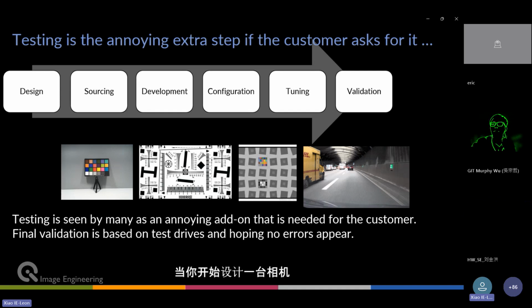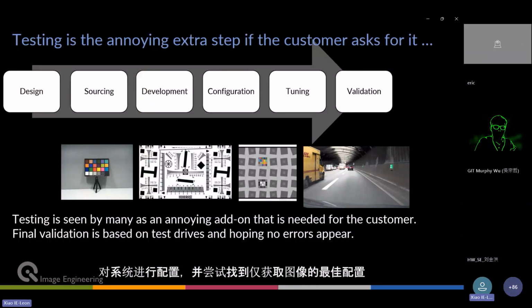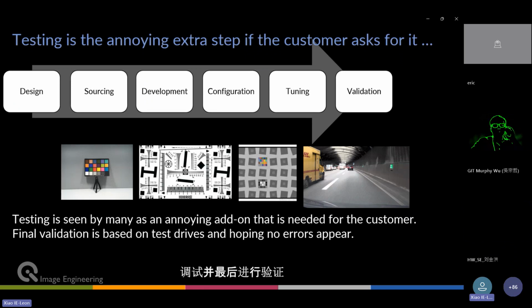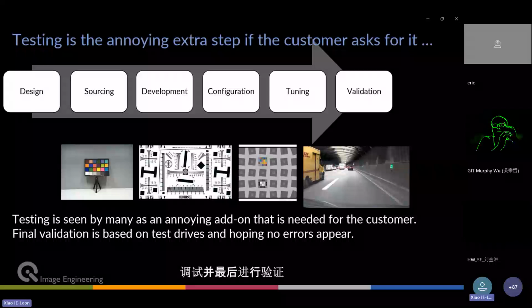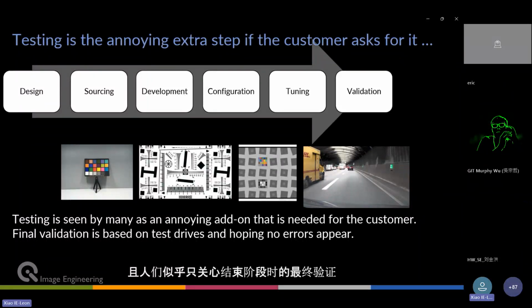So when you start to design a camera or think about how it should look, you start the sourcing. So what sensor, what lens do you have? Then you start to develop to bring everything together. You configure it and try to find the best settings for just getting an image. And then you start into tuning, and then at the end you validate. And it seems that people care only at the end, at validation.